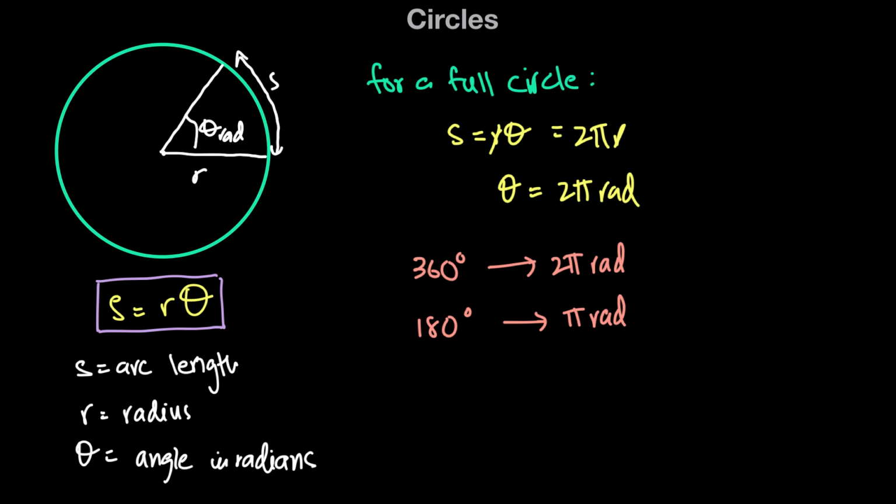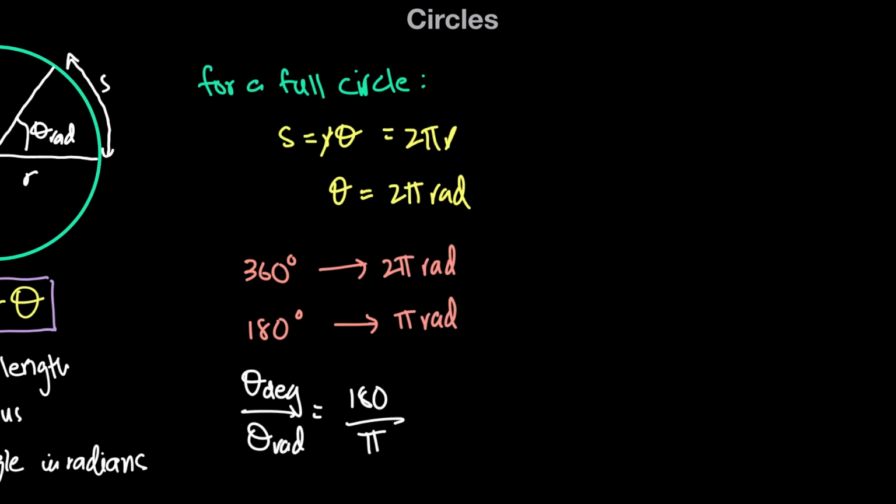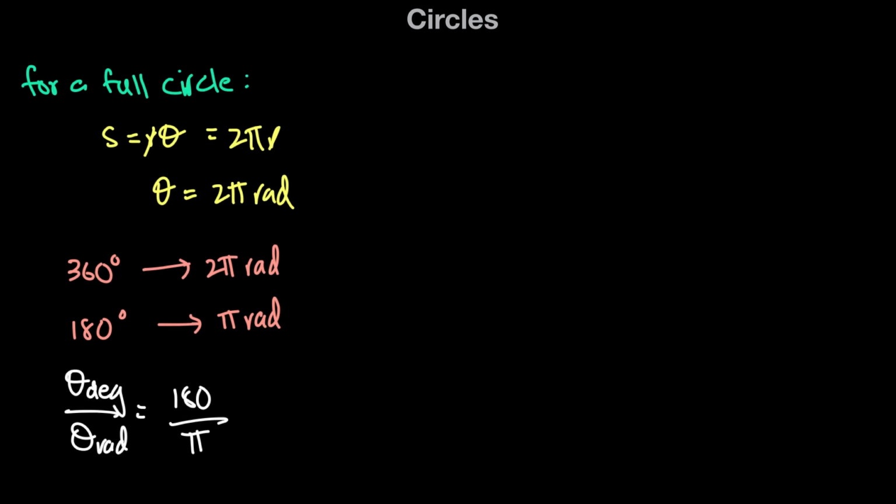So from that, what we can say is that the ratio between the angle in degrees to the angle in radians is equal to 180 degrees over pi radians. So the ratio between, since we know that for every 180 degrees we have pi radians, the ratio between the angle in degrees to the angle in radians is equal to 180 over pi. So from this ratio over here, we can derive an expression.